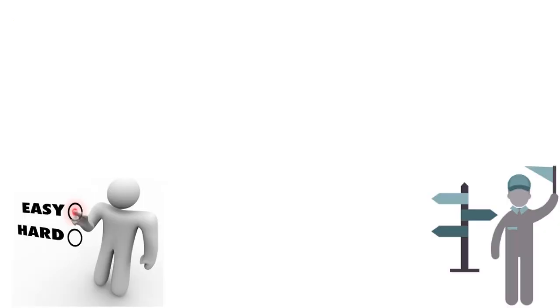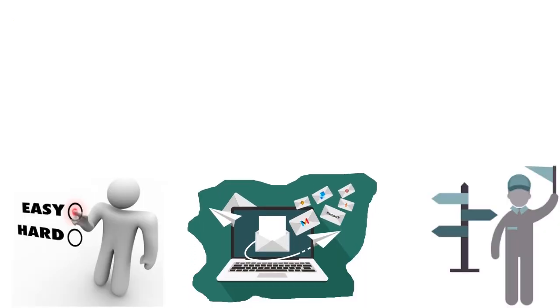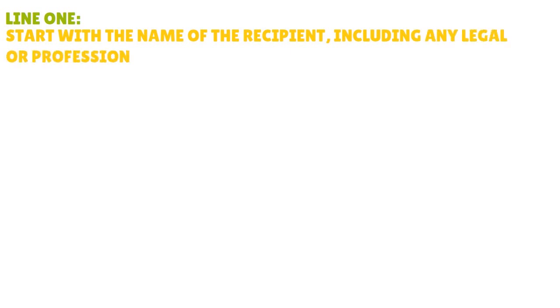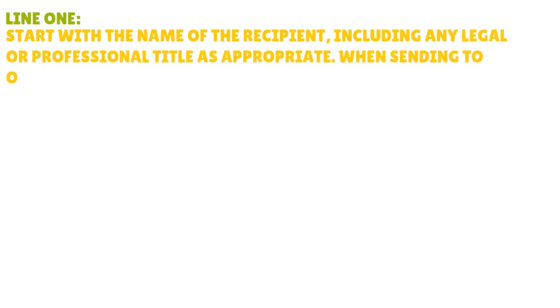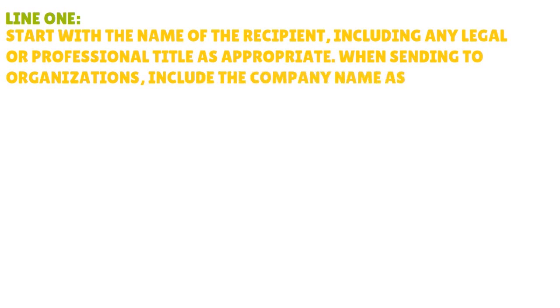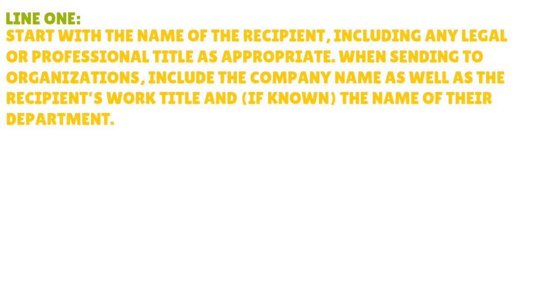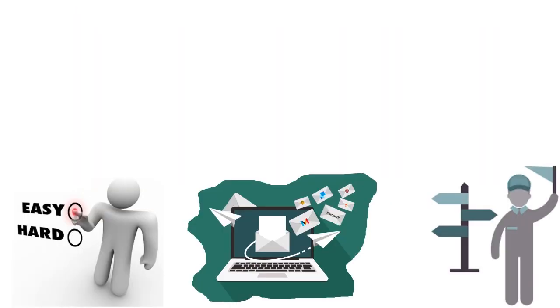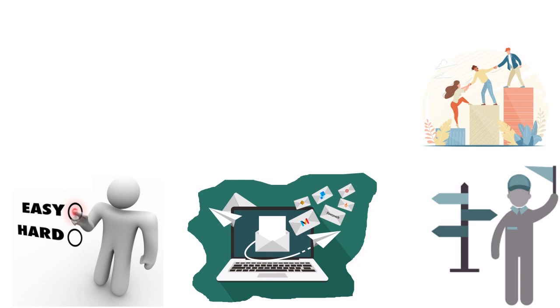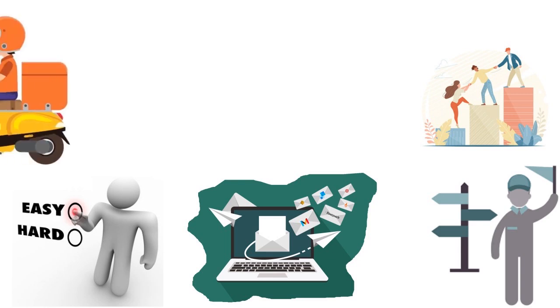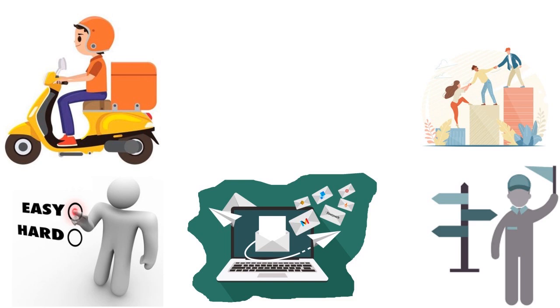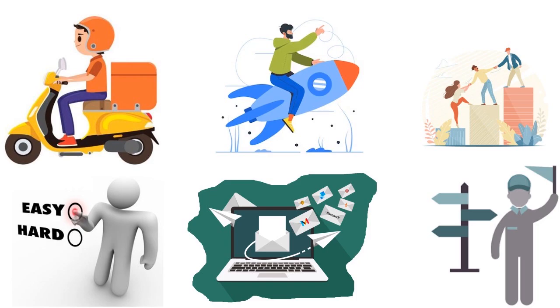So for sending mail and packages within the U.S., you want to use the following format. Line 1, you want to start with the name of the recipient, including any legal or professional title as appropriate. And when sending to organizations, you want to include the company name as well as the recipient's work title, and if known, the name of their department, okay? And that will be really helpful for the UPS guy or lady, the delivery person, to actually get the item to the recipients a lot faster. And so that's line 1.